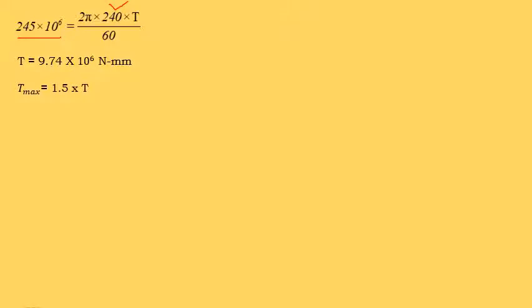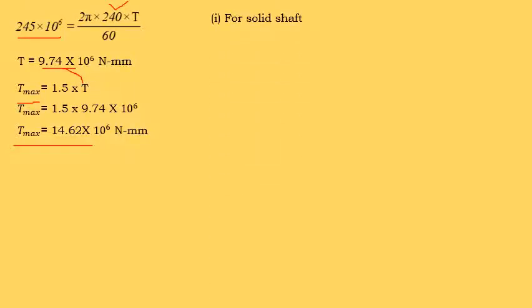And in the problem, the relation between maximum torque and mean torque is given. Maximum torque is equals to 1.5 times of mean torque. So this is mean torque 9.74. To obtain the maximum torque, we need to substitute in this equation. After substituting in the T max equation and simplification, we got T max 14.62 into 10 power 6 Newton millimeter. So this is maximum torque value.